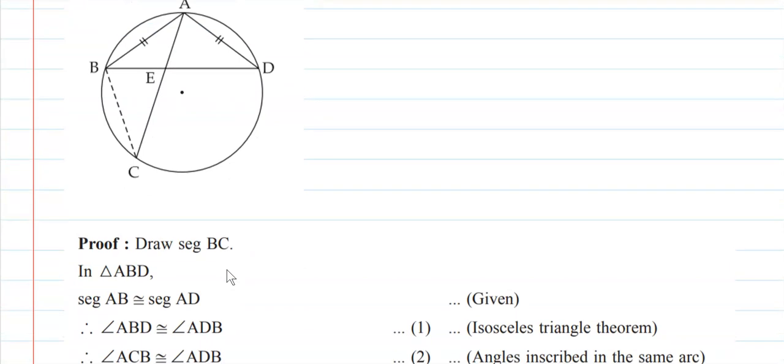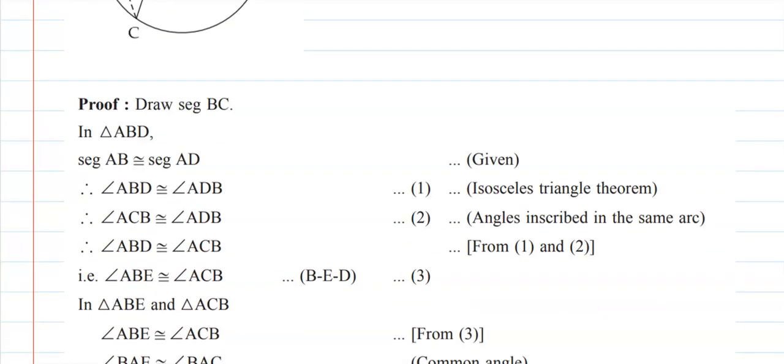Draw segment BC. Okay. In triangle ABD, segment AB is congruent to segment AD. This is given. Therefore, their angles are also congruent. That means these two angles will be congruent. Angle ACB is congruent to angle ADB. Okay. Angles inscribed in the same arc.